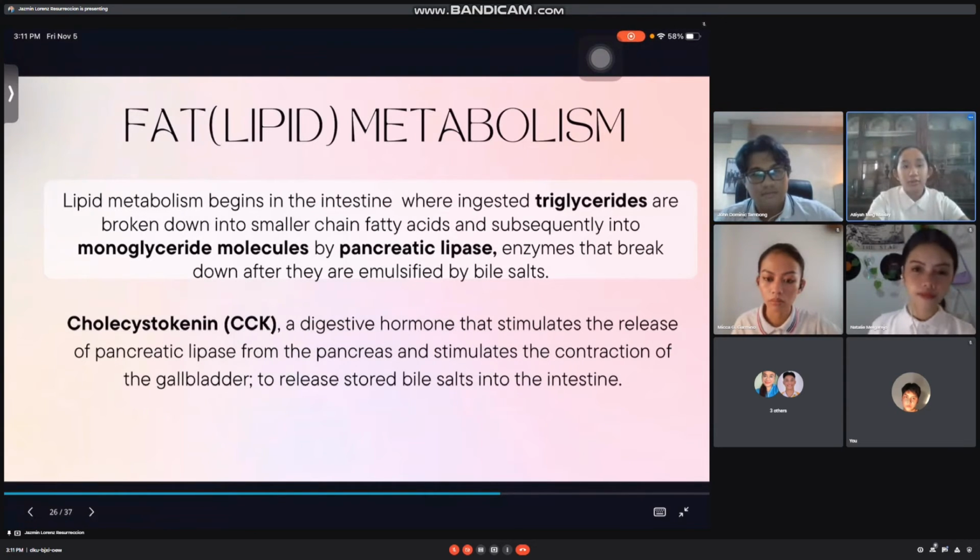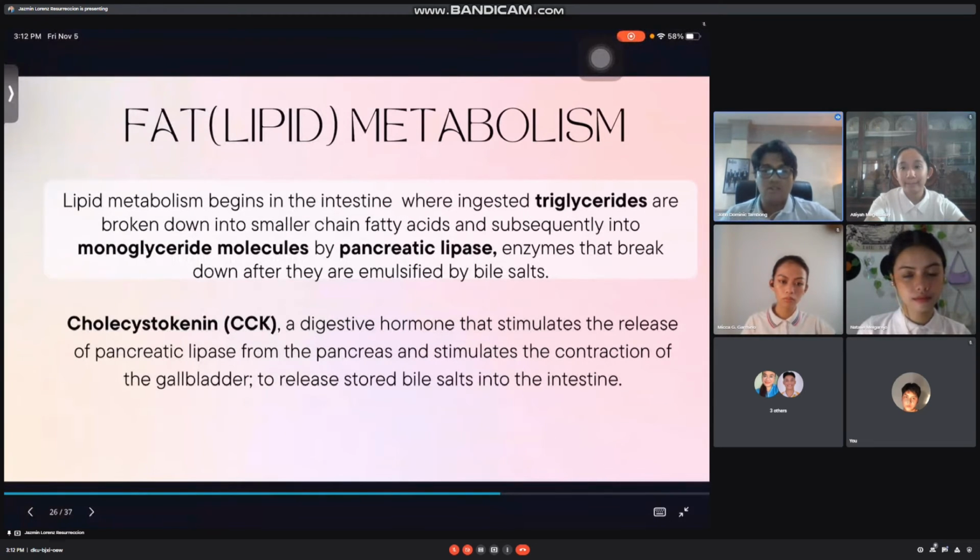Lipid metabolism begins in the intestine where ingested triglycerides are broken down into smaller chain fatty acids and subsequently into monoglyceride molecules by pancreatic lipase, enzymes that break down fats after they are emulsified by bile salts. Cholecystokinin or CCK is a digestive hormone that stimulates the release of pancreatic lipase from the pancreas and stimulates the contraction of the gallbladder to release stored bile salts into the intestine.